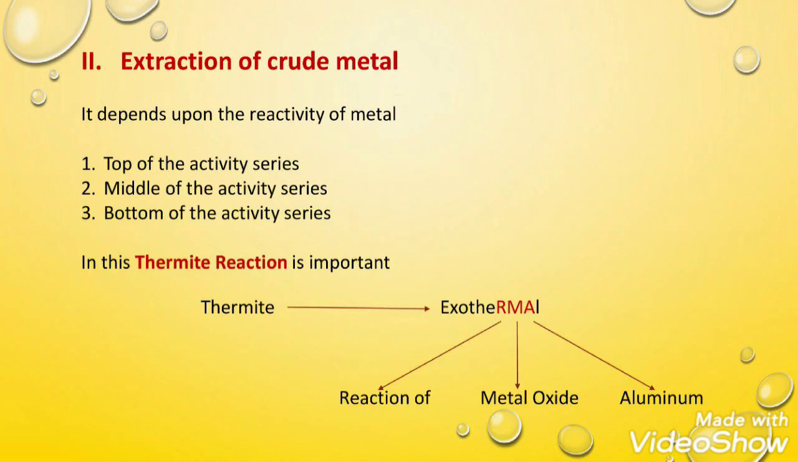Next, move to the second stage, extraction of the crude metal. It depends upon the reactivity of the metal. It has 3 parts of the activity series: one is top, second one middle, third bottom of the activity series. In this second stage, the thermite reaction is important.